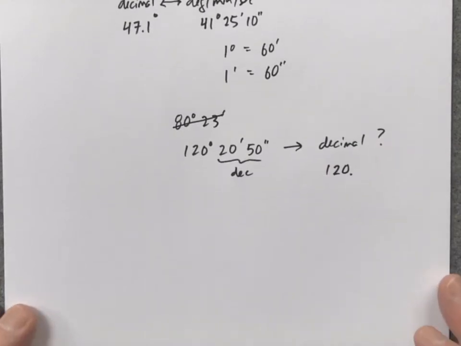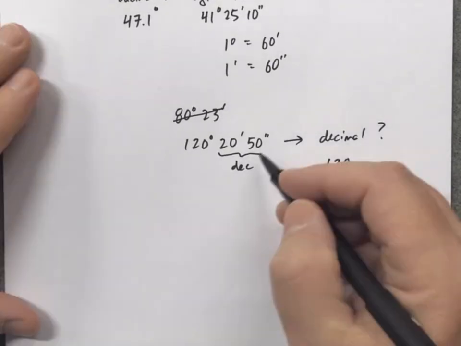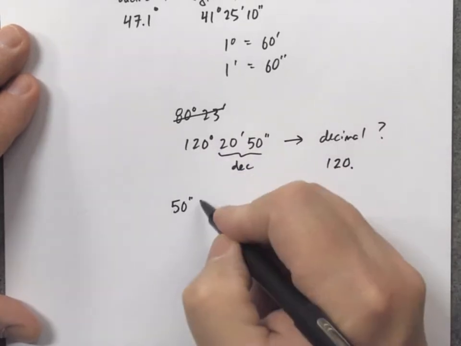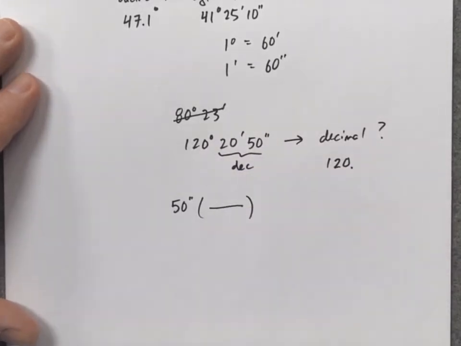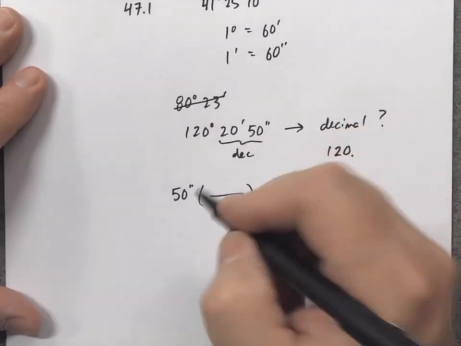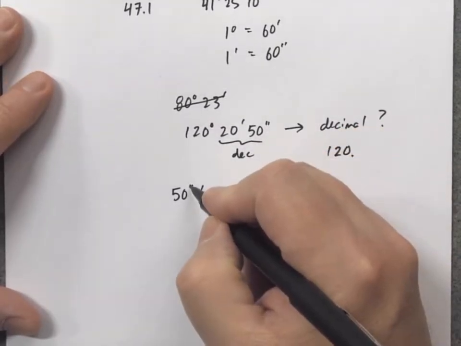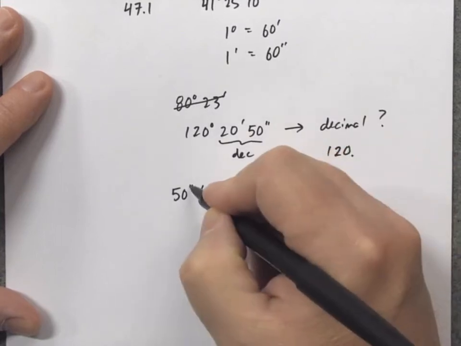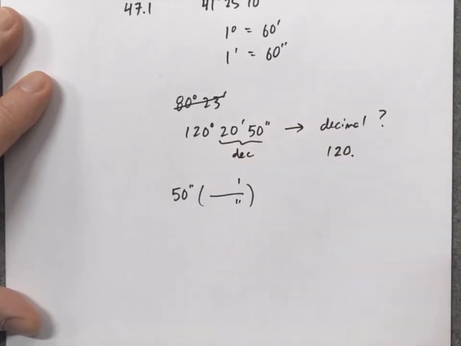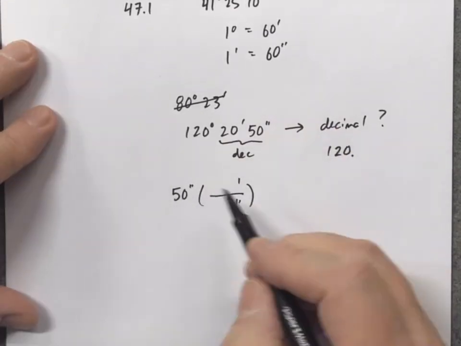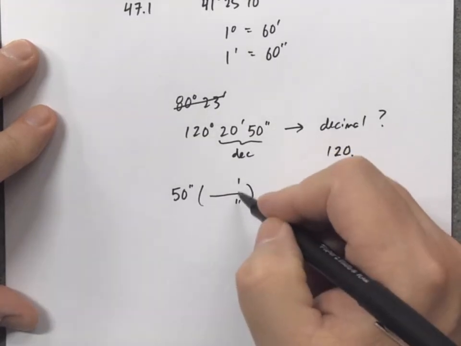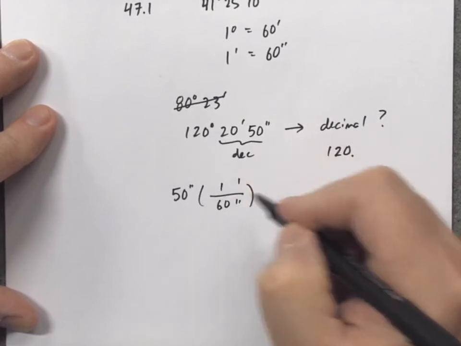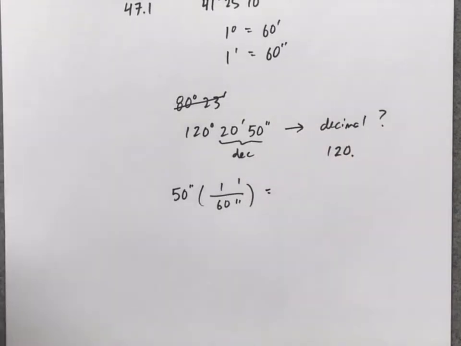All right, so the way that I do that is I first start with my seconds, and I'm going to convert 50 seconds into minutes. And to do that, I use our unit fraction. Since my units are seconds here, seconds go in the bottom. I want to convert 50 seconds into minutes, so minutes go on the top. Now I say, what's the relationship between seconds and minutes? There's 60 seconds in 1 minute.